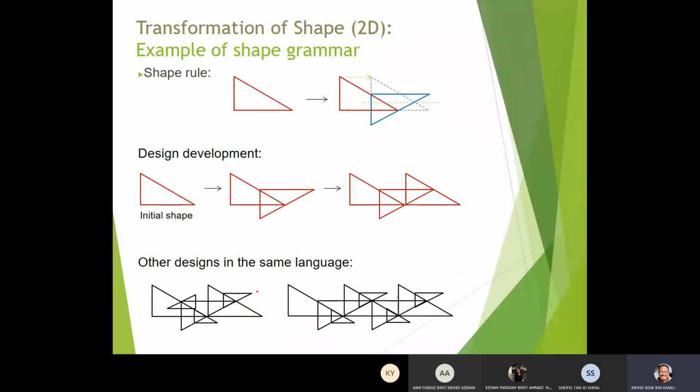Okay, but here you can see that the rules are applied even to the smaller shape. First you start with this, and then secondly you have this. So now you have created this smaller triangle, where you can also apply the same rules, which is this, something like that.